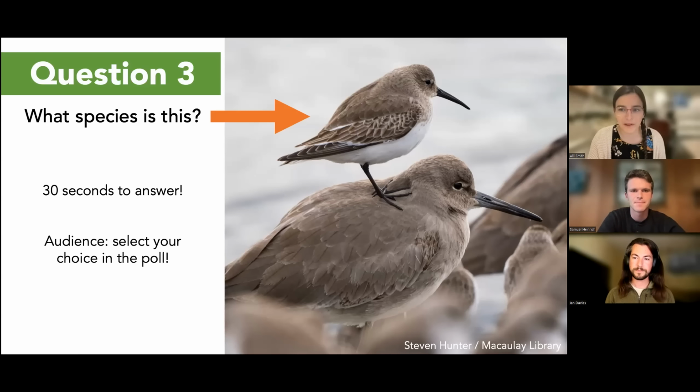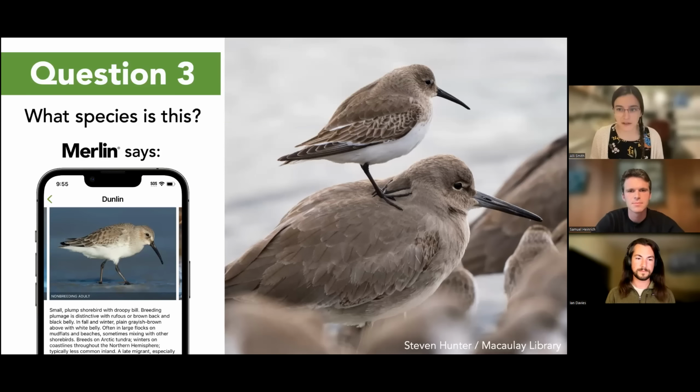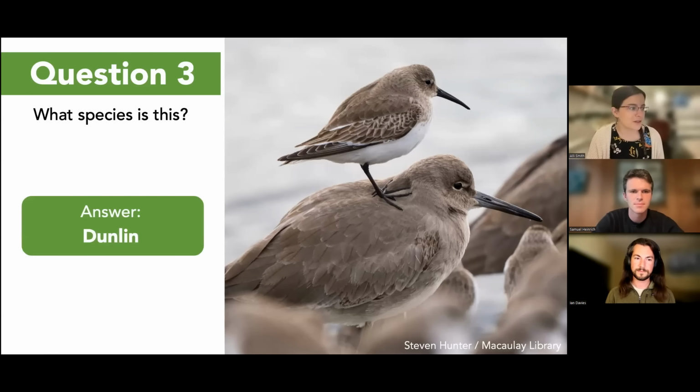All right, and this is a controversial one in the audience poll here. The audience voted for western sandpiper overall. 41% chose western sandpiper. 26% did agree with you though on dunlin, and then we had a fair number of folks choosing sanderling or semipalmated sandpiper too. Merlin thinks this is a dunlin, and the official correct answer is a dunlin. Nice work, Ian and Merlin.